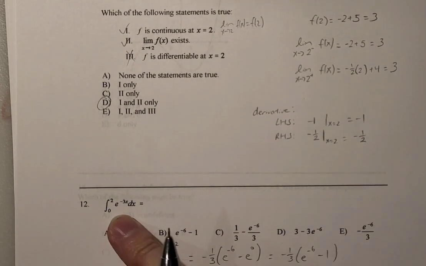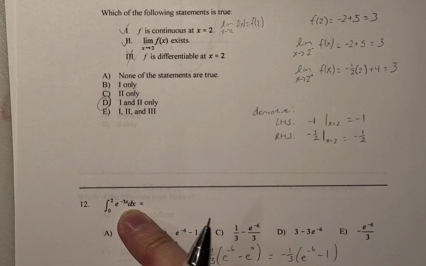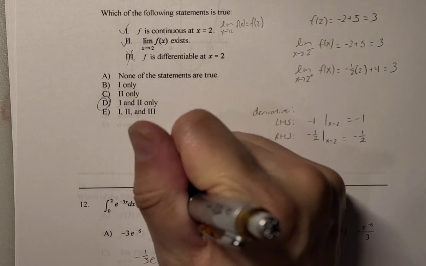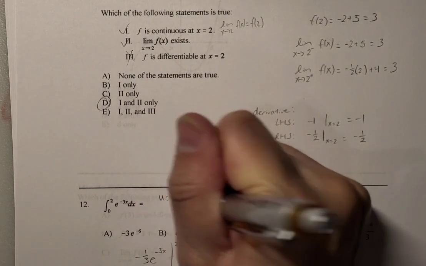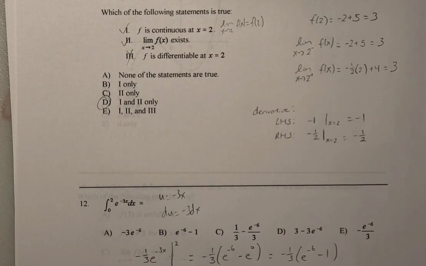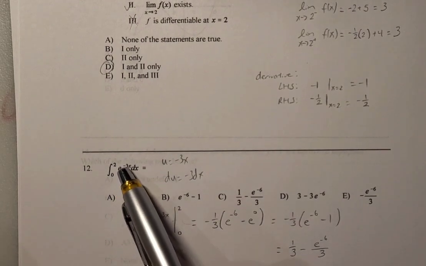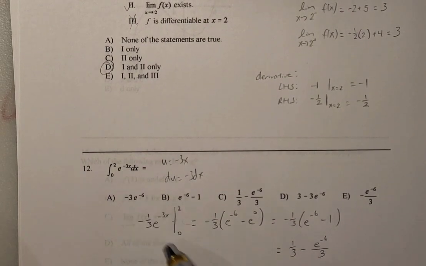Okay, we have this integral. This should be very easy, hopefully, for you. You can even do the substitution in your head. If not, you can let u be negative 3x. du would be negative 3 dx, and then you need to change your limits of integration and all that. Hopefully you could just do the antiderivative in your head. This is quite easy. So it's just e to negative 3x divided by negative 3.